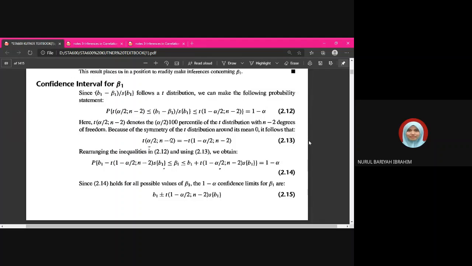Okay, Assalamualaikum. Today we proceed with the confidence interval for beta 1 and also the test concerning beta 1 and beta naught. From the previous lesson, you have learned how to calculate the slope, how to find the regression line, for simple linear regression.